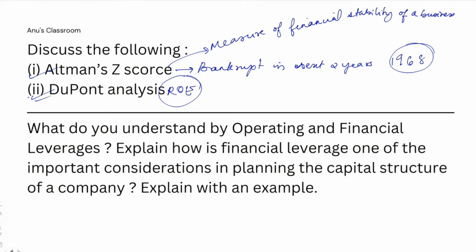Identifying sources like these will lead to a better knowledge of the company as well as how we can value it. So the DuPont analysis is a measure of the value of the business firm. Okay, so that was Altman Z-score and DuPont analysis.